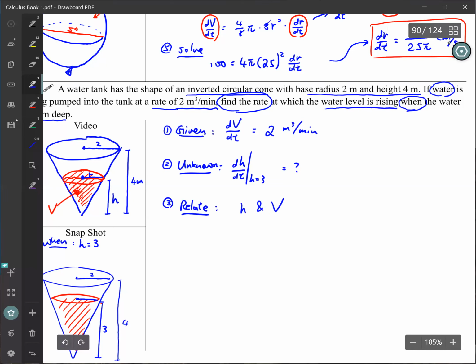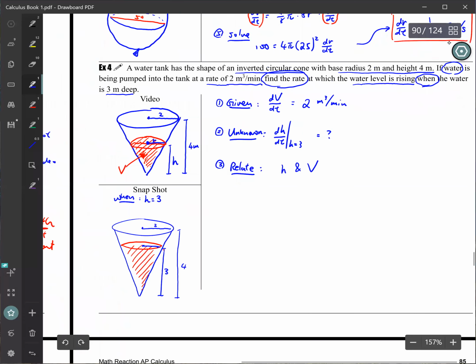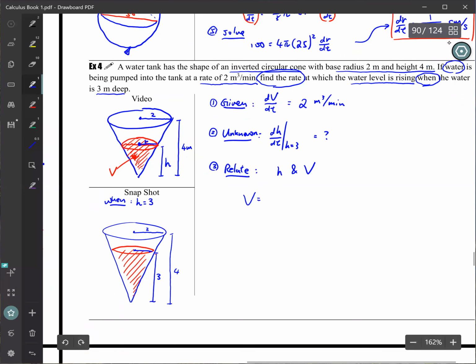Okay, so we need some formula that has volume and height. Or think about it: if you know the height, how do you find the volume? What's the formula for finding the volume of the water? If you forgot, look up your agenda or search online, okay? Does anybody know the volume for the water? Pi r squared h over 3. Yeah, just the h over 3.